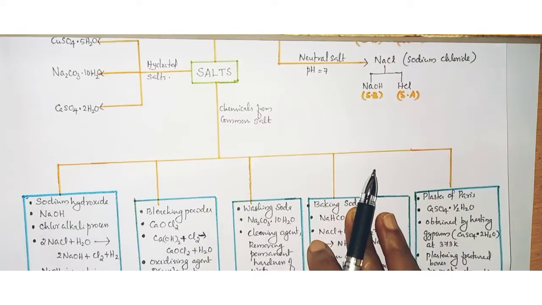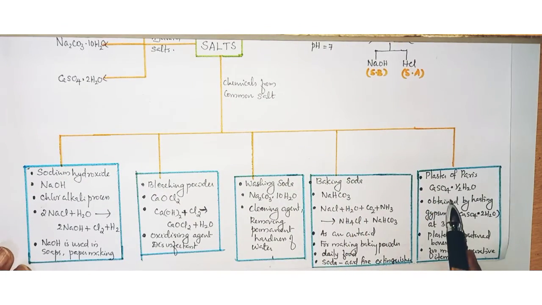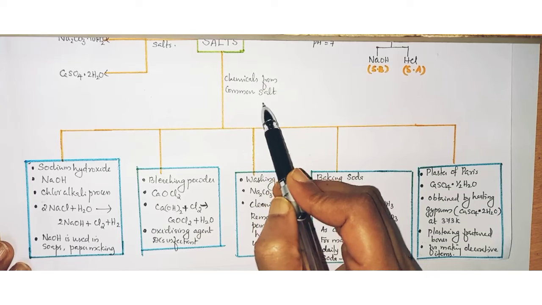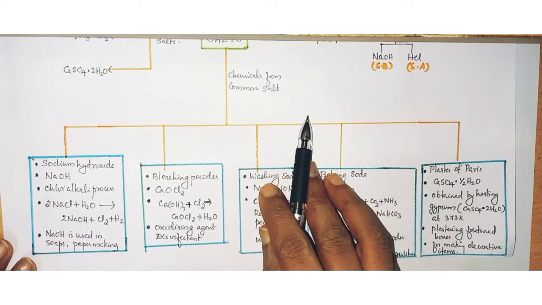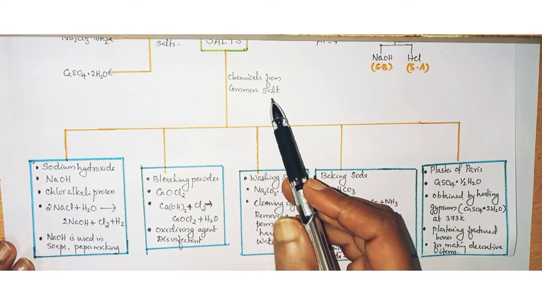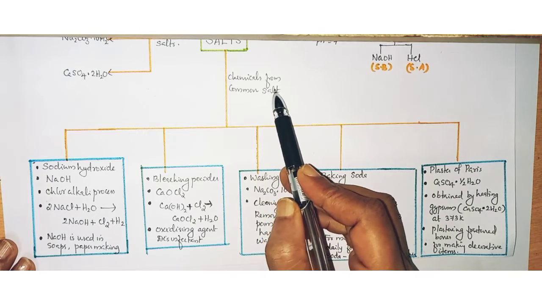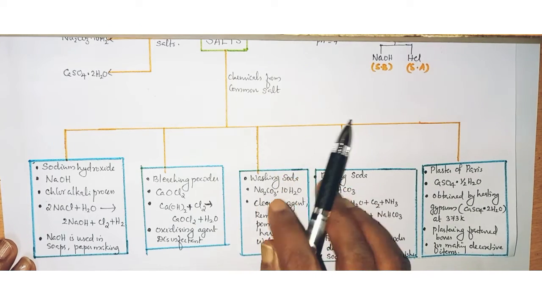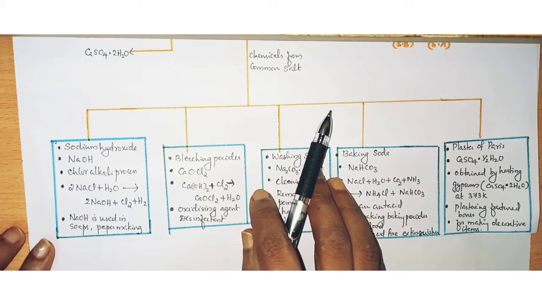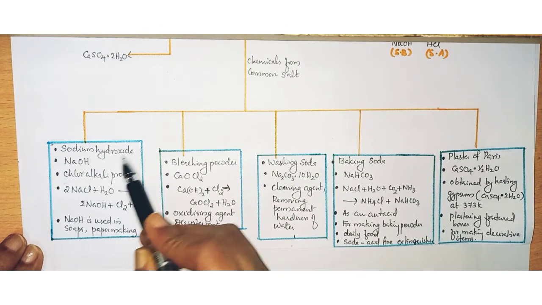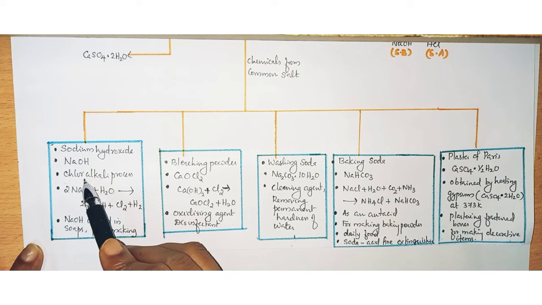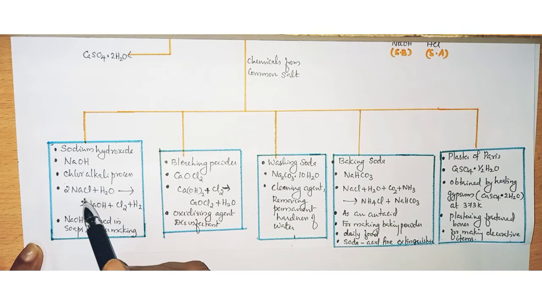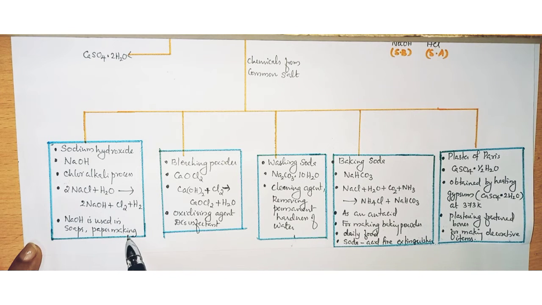Then we have to study about some chemicals from common salt. So common salt is NaCl. So we will study some important chemicals from common salt. The first one is sodium hydroxide. Sodium hydroxide is NaOH. It is prepared by chlor-alkali process. The reaction is NaCl plus H2O produces NaOH, Cl2 and H2. So this is the reaction. Then NaOH is used in soaps and paper making.